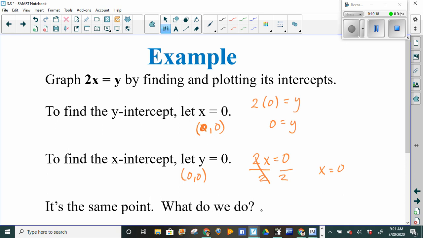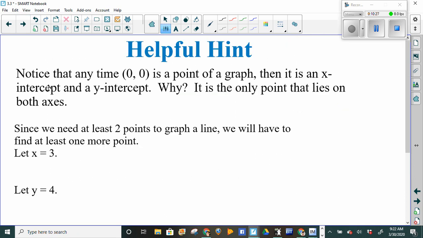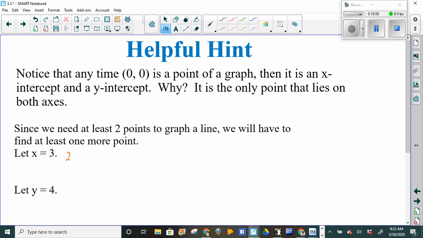So since it's the same point, what do we do? Well, you're going to have to create the table and choose your other 2 points. So notice that anytime 0, 0 is a point of a graph, then it is an x-intercept and a y-intercept, because it's the only point that lies on both axes. Since we need at least 2 points to graph a line, we'll have to find at least one more point. So we were working with 2x equals y. So 2 times 3 equals y. So our equation 2x equals y. So 6 is y.